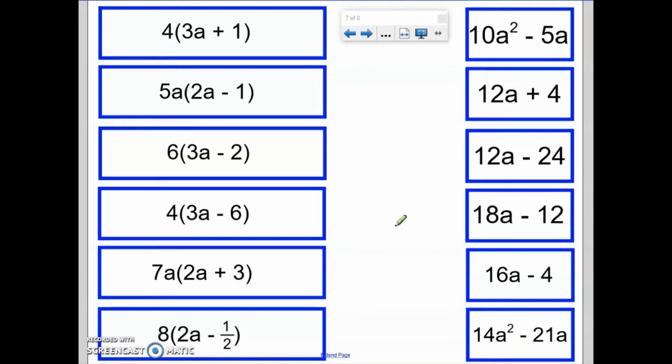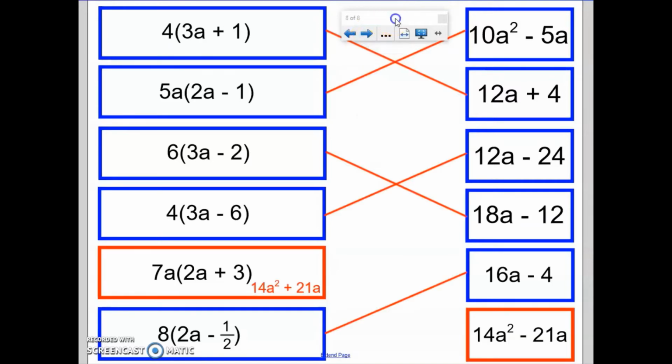Okay, welcome back to the video. I'm just going to go ahead and show you my solution to this task. Your matches should look something like that. So our odd one out is actually down here. 7a times 2a is 14a squared. 7a times positive 3 should be plus 21a. So it's this negative here that actually causes the problems.